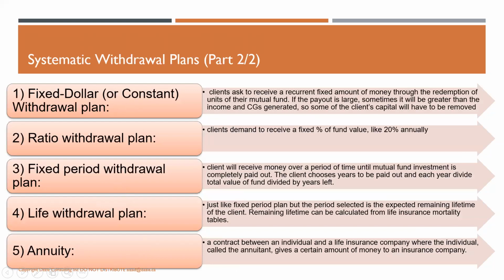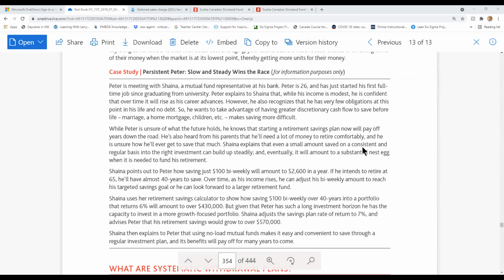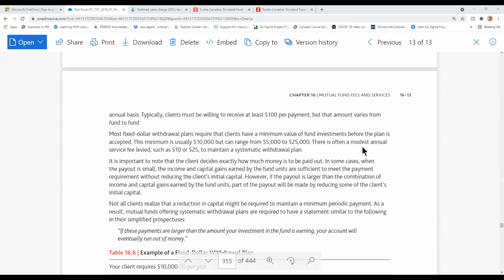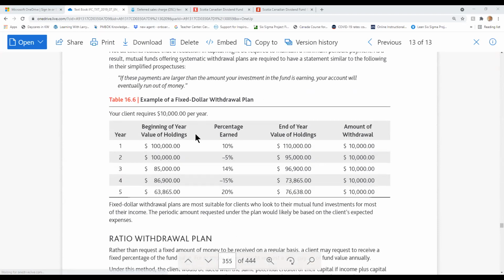So let's take a look at those 5 types here in your textbook also. Here they give you examples, easy to understand. So here are systematic withdrawal plans. For the fixed dollar, you have $100,000. You should be able to do percentages easily. What is 10% of 100,000? It is going to be $10,000, right? So you're going to take out $10,000.